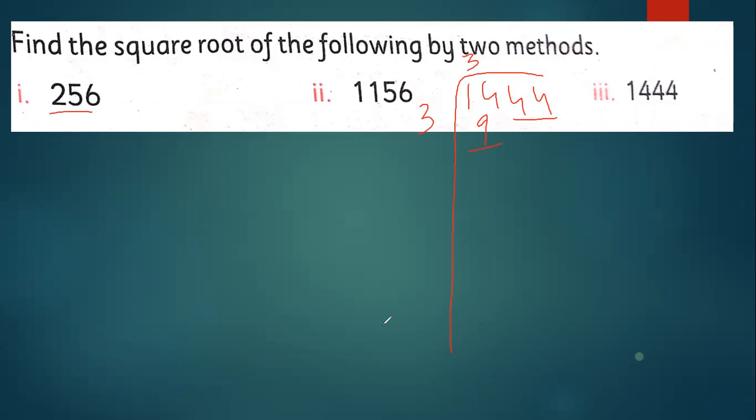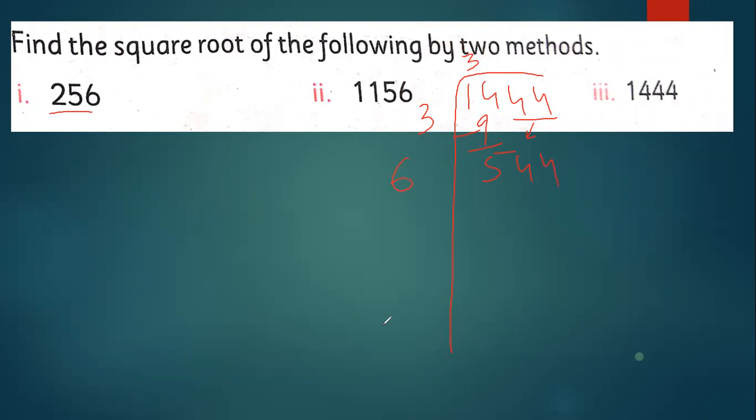3 3s are 9 is okay. If you take 4 4s are 16, that will exceed, that will be more than 14. So just take 3 3s are 9. When we subtract 9 from 14, we are getting 5. Now bring this pair down, 44. Now double of it, what is that? Double of it will be 6.